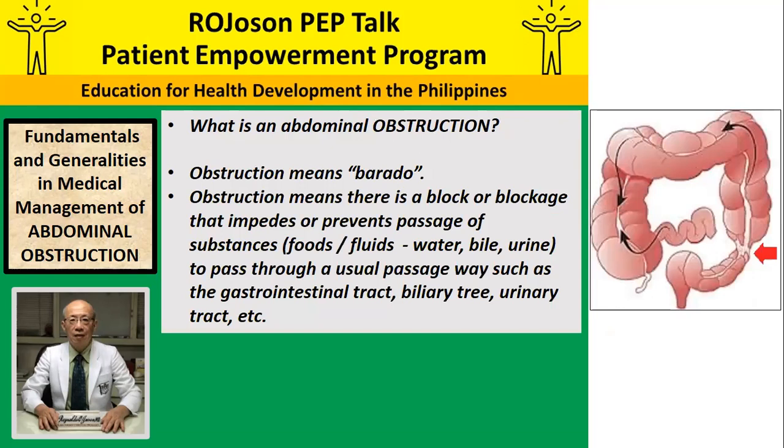Simply put, or in Tagalog, obstruction means barado. Obstruction means there's a block or blockage that impedes or prevents the passage of substances such as food or fluid, and fluid can be water, bile, or urine in the human body. It impedes the passage of these substances through a usual passageway, such as the gastrointestinal tract, the stomach, the intestine, the biliary tree, and urinary tract, etc.